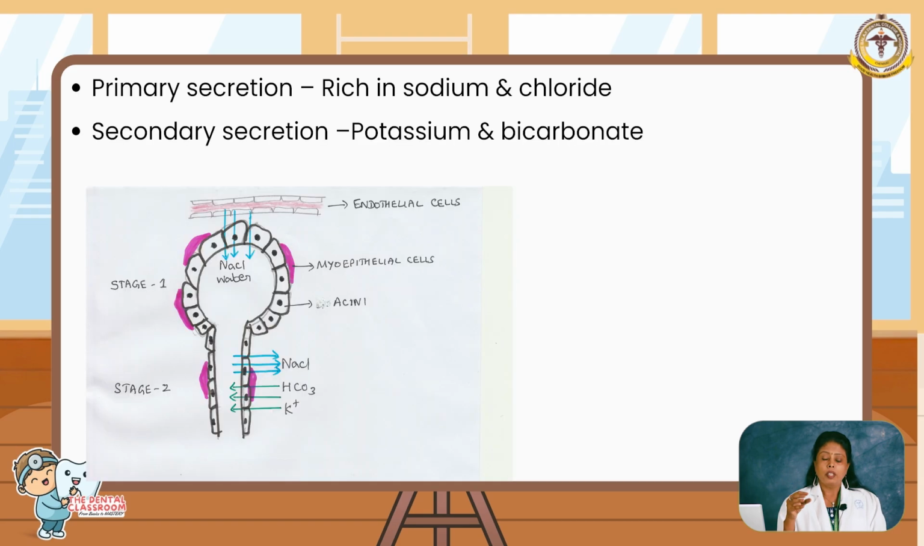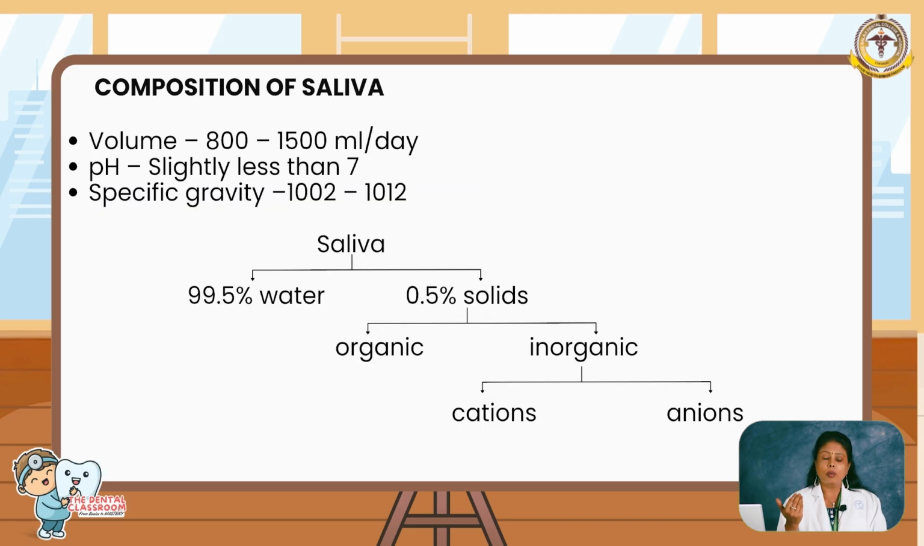The saliva is not the same as that released from the acinar cell. First, when it is released from the acinar cell, it is called primary secretion, which will be rich in sodium chloride. While passing through the duct, sodium chloride will be reabsorbed and potassium bicarbonate will be secreted. So, the final saliva which reaches the mouth will be rich in potassium and bicarbonate, and less in sodium and chloride. Per day, we secrete around 800 to 1500 ml of saliva with a pH less than 7.